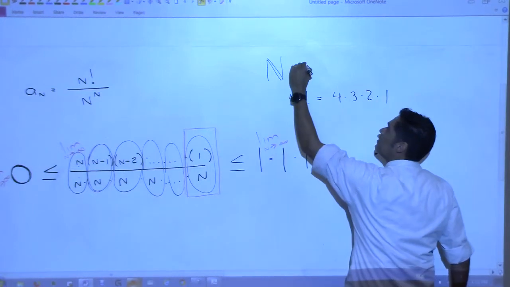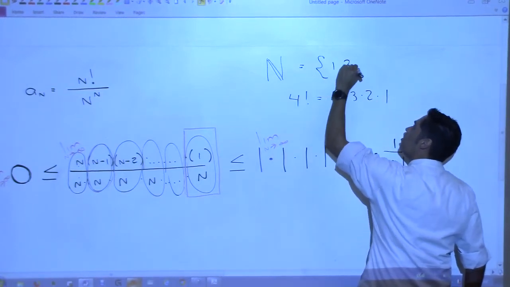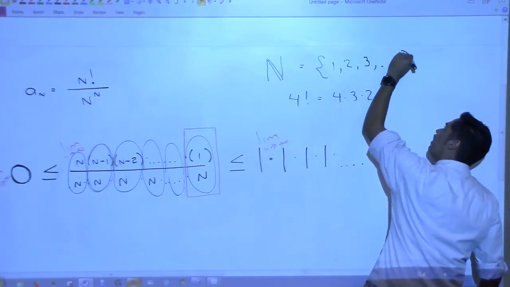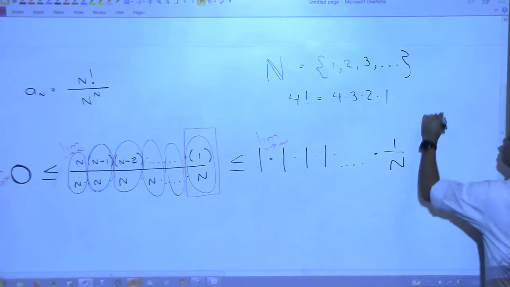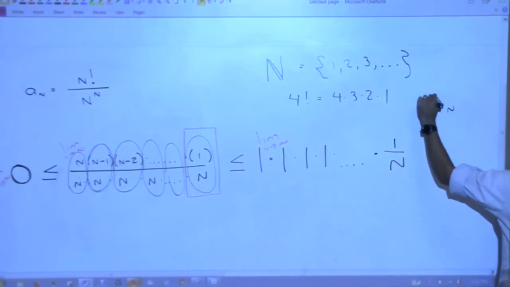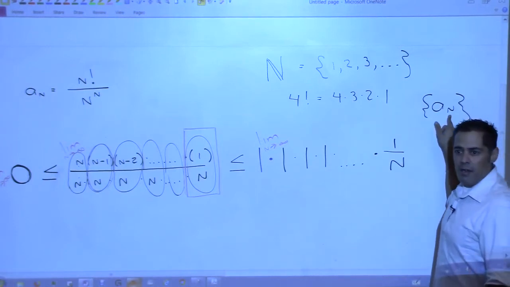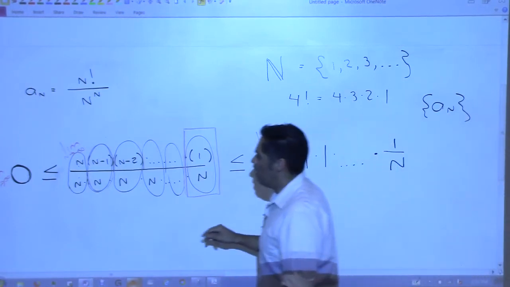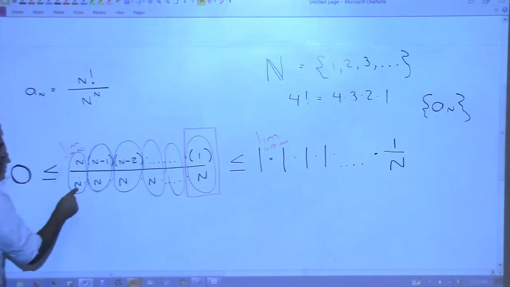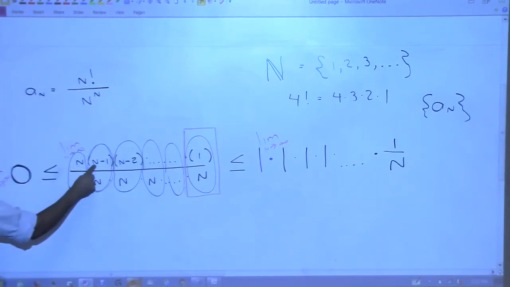We said that's the list of numbers 1, 2, 3, 4, forever. And so when we were talking about our sequence a sub n, we were always saying that n was going to be a positive integer, right? So we know that that's positive.